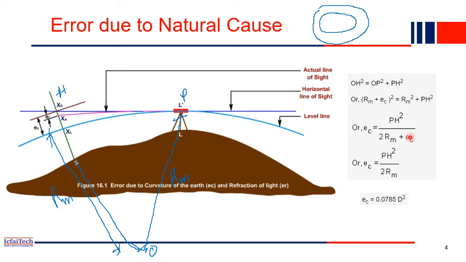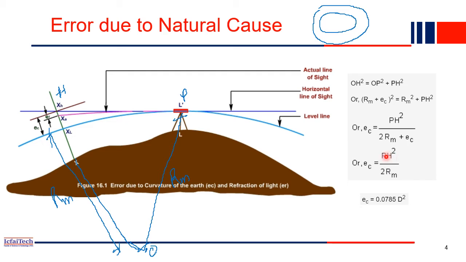So now here if you see, we have removed the EC term, because error EC is very much less compared to the radius of earth, isn't it? Radius of earth will be 6300 kilometers, whereas the error EC will be hardly 1 meter maximum. So this portion is very small compared to this one. That's why EC can be ignored easily, and PH square by 2 RM is the final expression. This is the error due to the curvature of earth, EC.